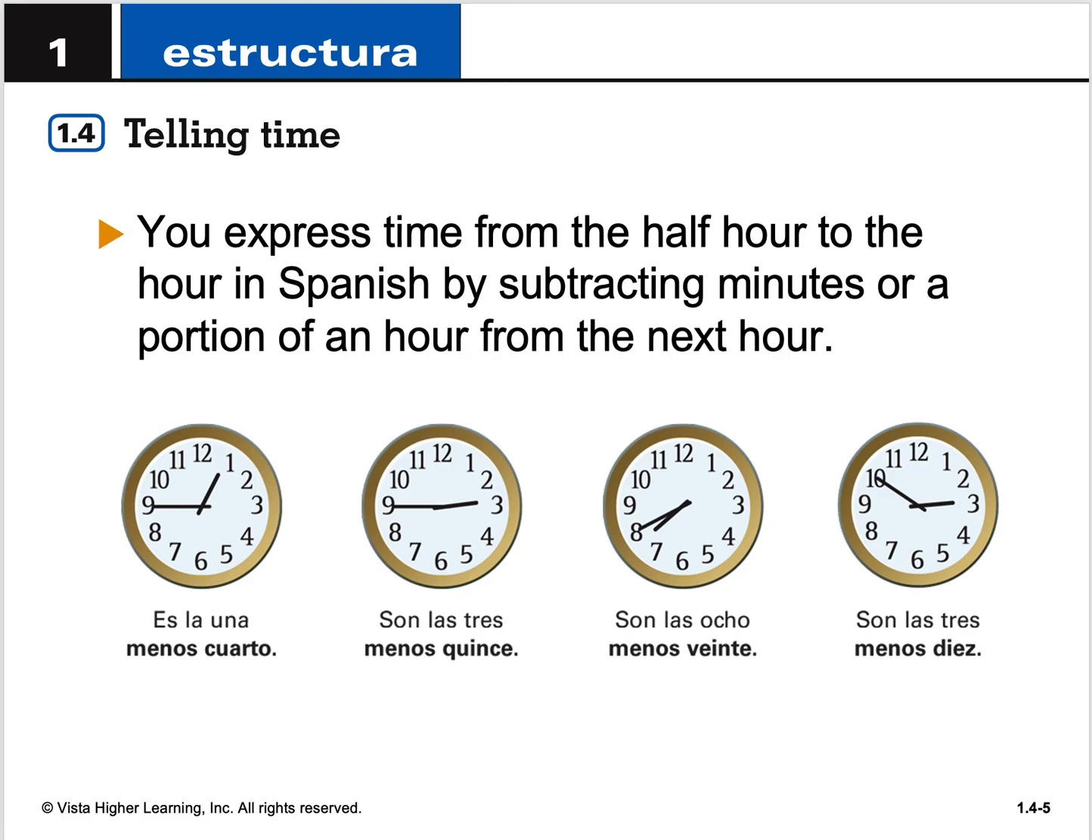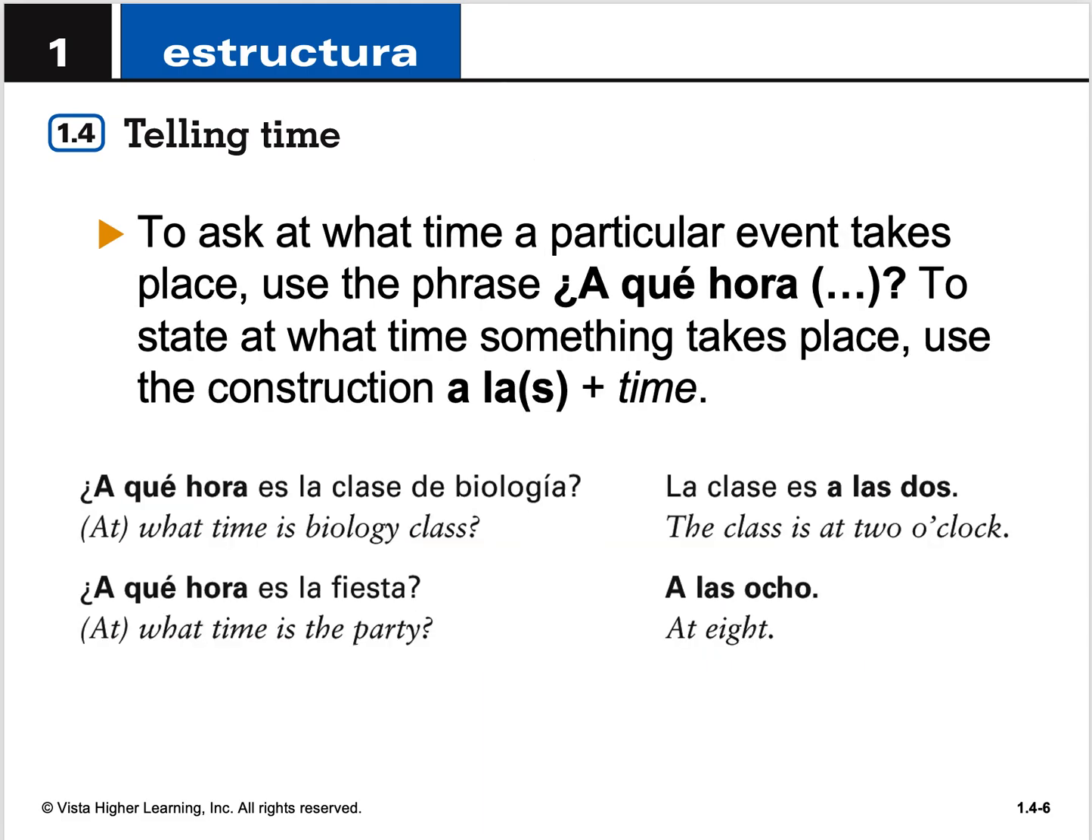If I wanted to say it is 2:45, 2 is plural, "son las 3," so it's 3 "menos 15," which means 3 o'clock minus 15 minutes, which is 2:45. "Son las 8 menos 20" would be 8 o'clock, take away 20 minutes, which would be 7:40. So we're going to tell time there a little bit less intuitively in Spanish.